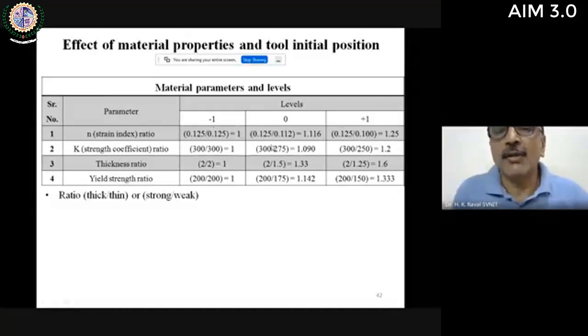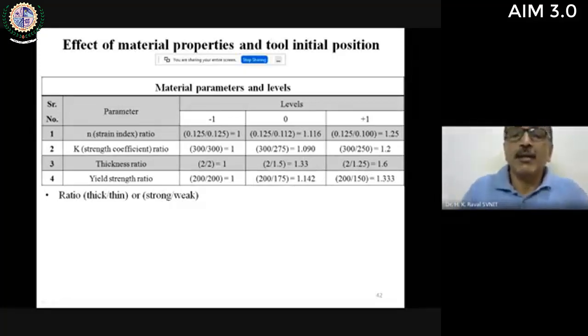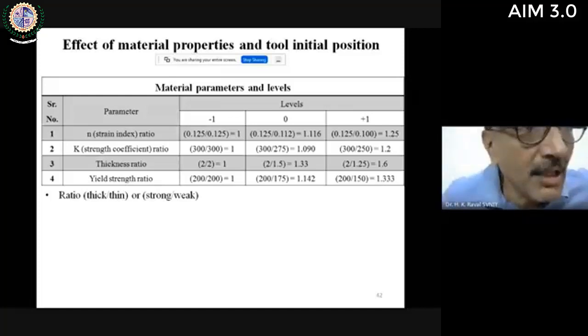Thereby your two materials which are welded will have a common N ratio, similarly a common K ratio and thickness ratio. Here it is assumed that the materials will be welded with thicknesses of 2 by 2, 2 by 1.5, or 2 by 1.25. That is how different thicknesses are considered here. Similarly, strength also has different values: 200 by 200, 200 by 175 megapascal, 200 by 150 megapascal, and these are the ratios.